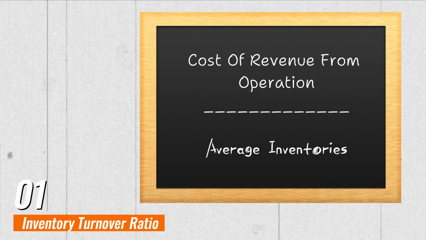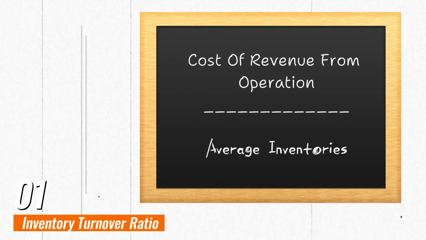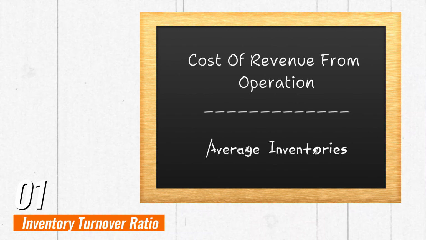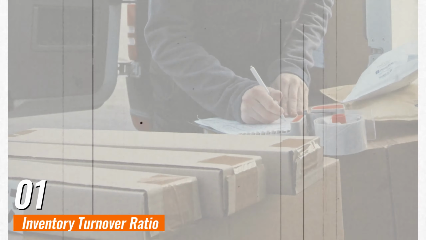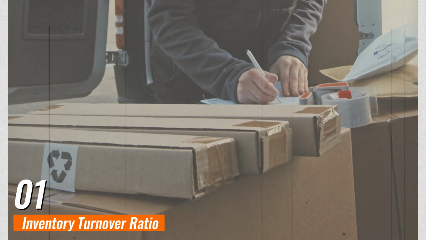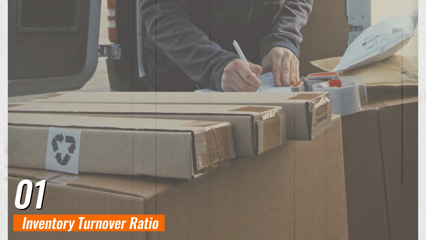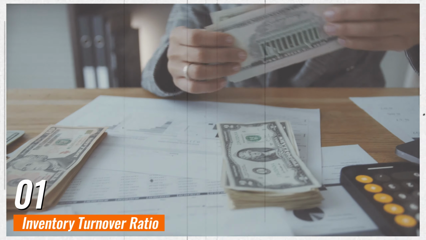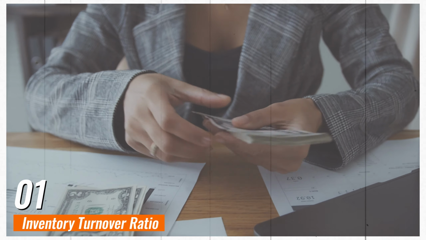There is no ideal ratio, but the higher the ratio, the better it is. Now the question arises, why? Obviously, the availability of the inventory should be less. The inventory which is available with us should be less as compared to the production cost. So that's why higher the ratio, better it is.